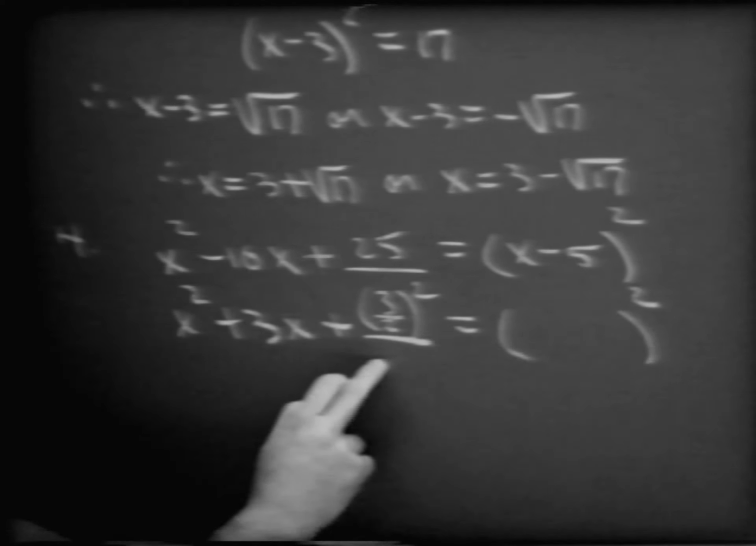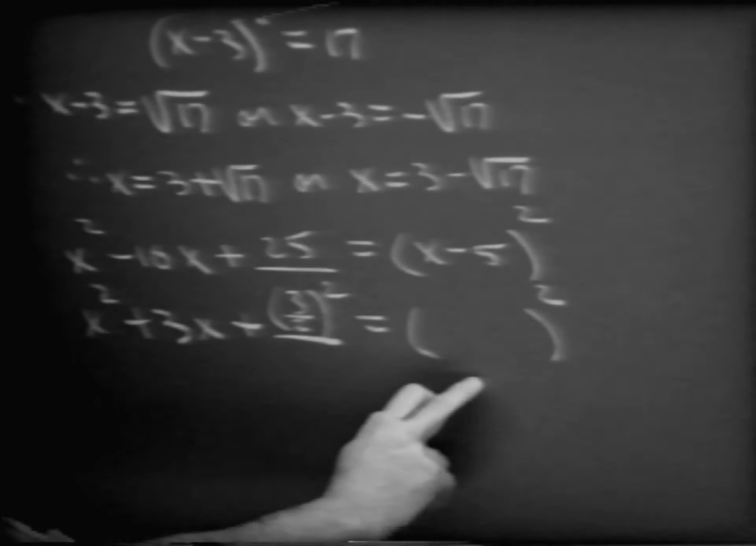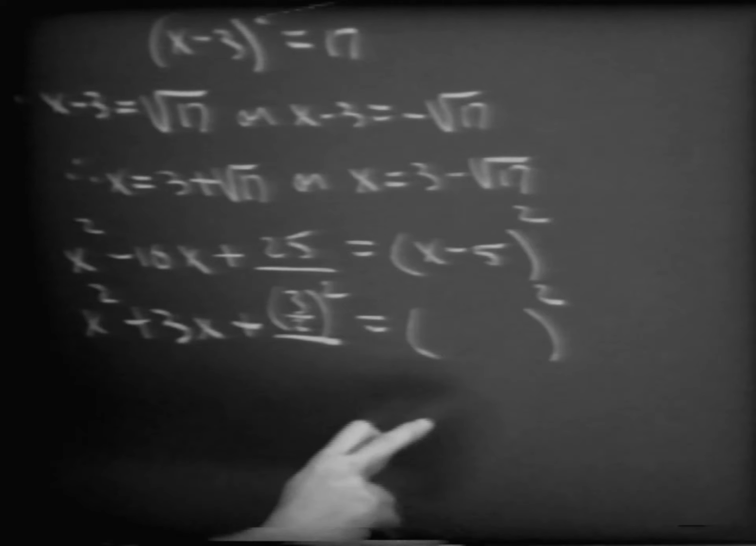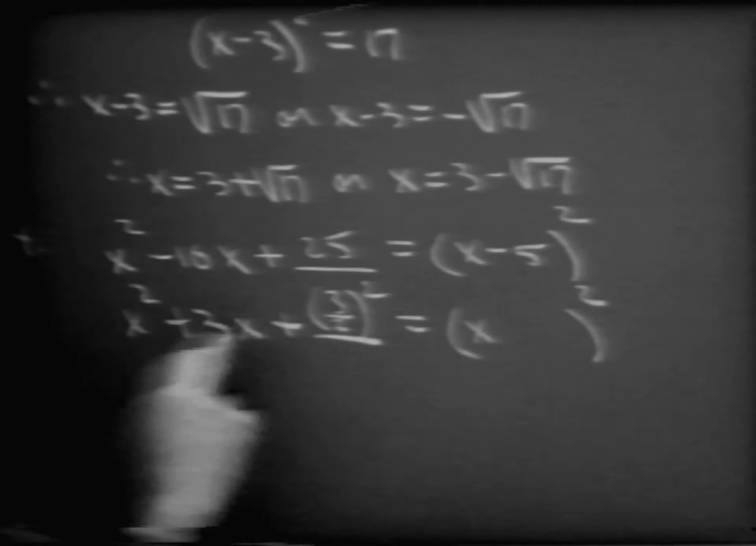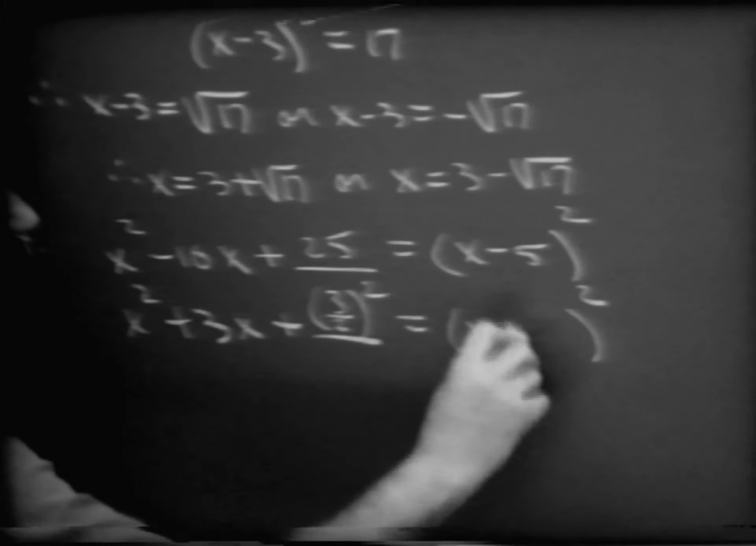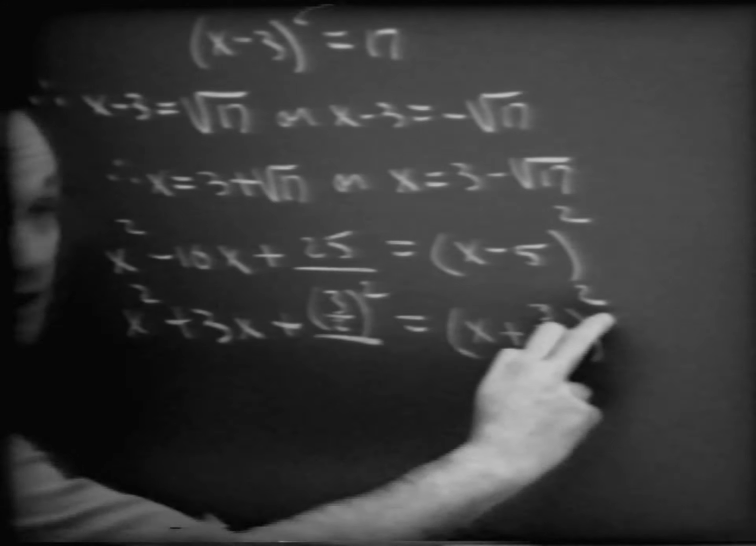Is that right? It's this number squared, which is then going to be what in the pattern on the right-hand side? How may we write the pattern on the right-hand side? Todd? X plus 3/2, the quantity squared.